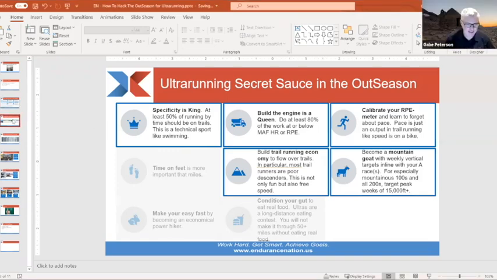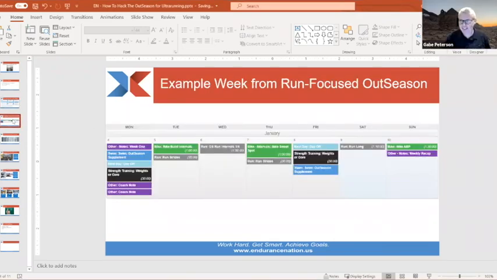Okay, so I actually logged into Final Surge and loaded up the Run Focus out season plan. This is week 1 from the Run Focus plan. And you can see it's got some of the classic workouts like running intervals, strides, lots of strides. The long run, which if you're an ultra runner, you wouldn't call an hour and 10 minutes a long run. That's just your daily run.